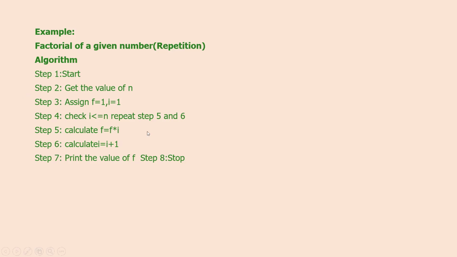So this is called looping or repetition. The same set of statements will be executed till your condition becomes false. At one particular time, the I value becomes higher than n. When I is 5, 5 plus 1 is 6. When you check 6 less than or equal to n, it is false. If the condition is false, control will move out of the loop. These two statements will not execute. We will come out and print the final value of f, that is, for example, 120. Then the algorithm is stopped.